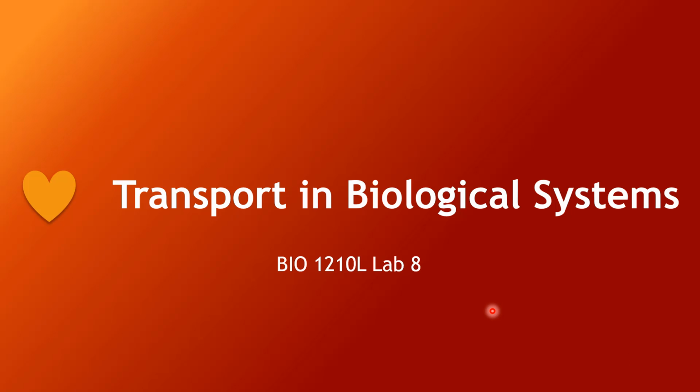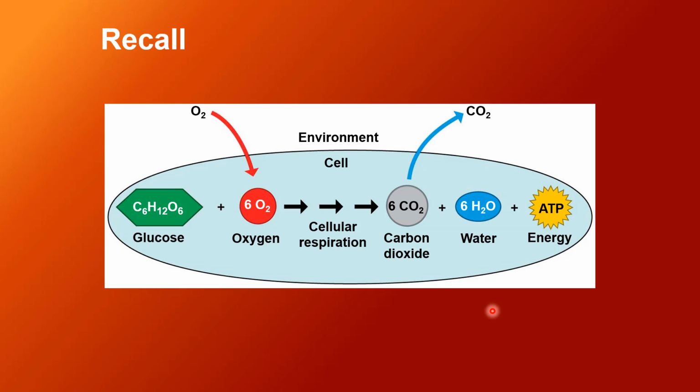Transport and Biological Systems, Lab 8. Recall the equation for cellular respiration. On the side of the reactants, you have glucose and oxygen, and on the side of the products, you have carbon dioxide, water, and the high energy molecule ATP, with energy and heat released.